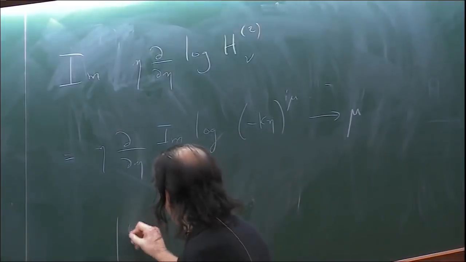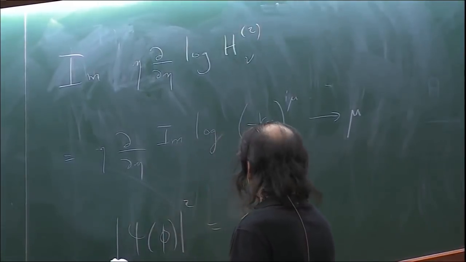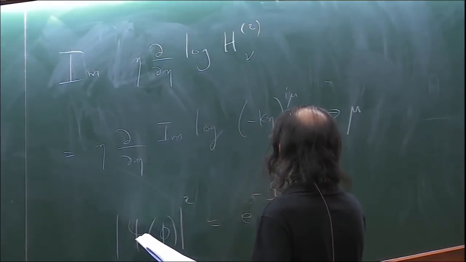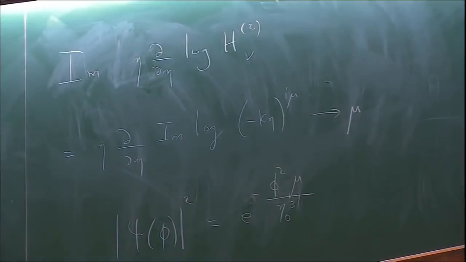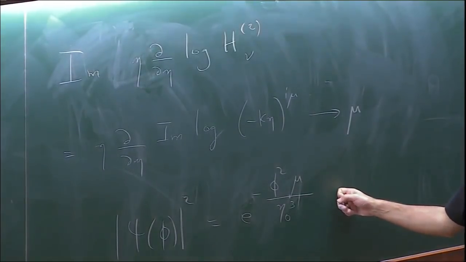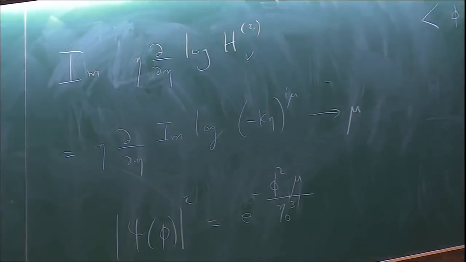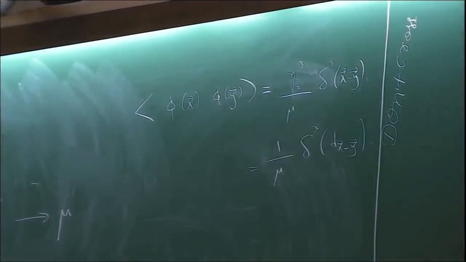And hence we get that |psi of phi|^2 is equal to e to the minus phi squared mu over eta naught cubed, and that's exactly the intuitive thing we were talking about yesterday. If I look at the 2-point function of this in space, phi of x, phi of y, this is equal to 1 over mu times delta cubed of x minus y, which is again 1 over mu times the delta cubed of the physical distance vector between x and y. Is that clear? Just as in flat space, of course, as it should be.